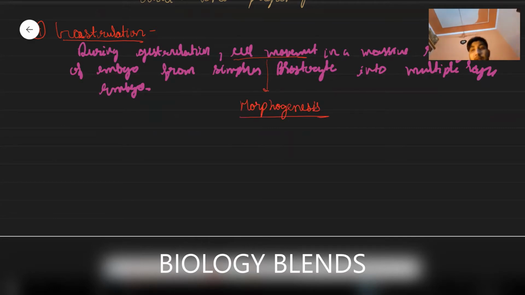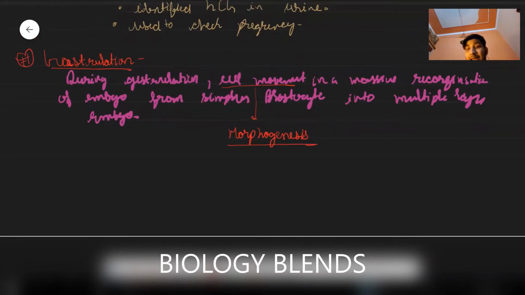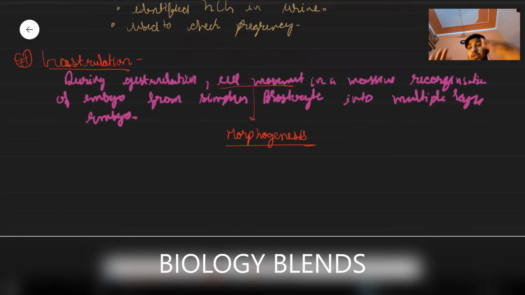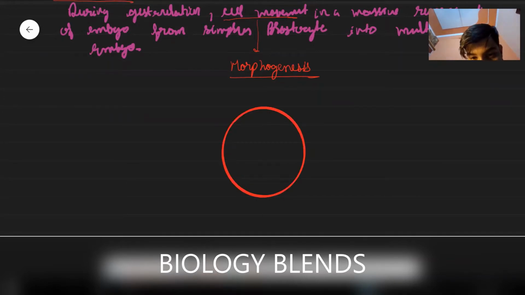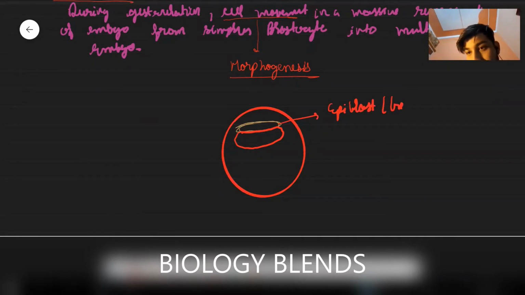The cell movement in gastrulation reorganizes the embryo from a ball-like structure to a multiple layer embryo. The multiple layer embryo is formed in this manner. This is the embryo. Here the cells are organized, and below is the hypoblast cell. This is the epiblast, or germ disc.